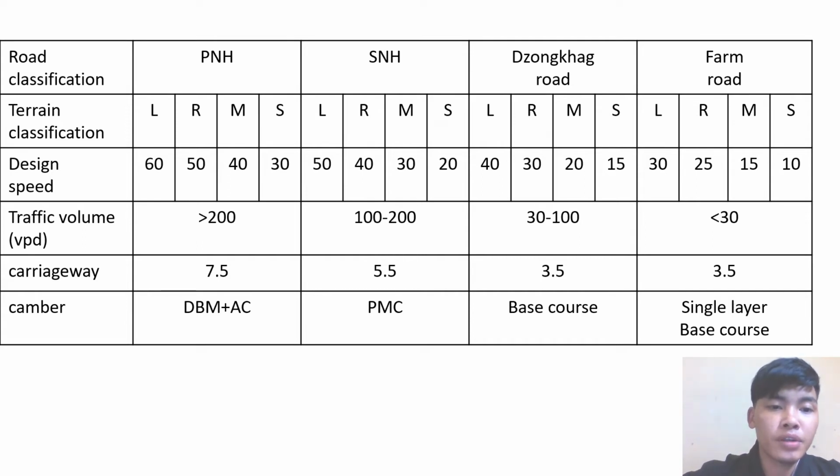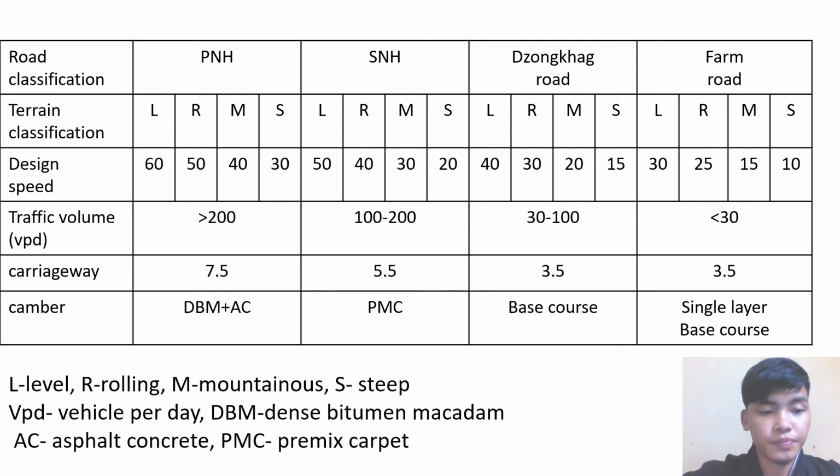Carriageway for primary national highway is 7.5 meter. For secondary national highway, it is 5.5 meter. For Dzongkhag Road, it is 3.5 meter. Similarly, for farm road, it is 3.5 meter.